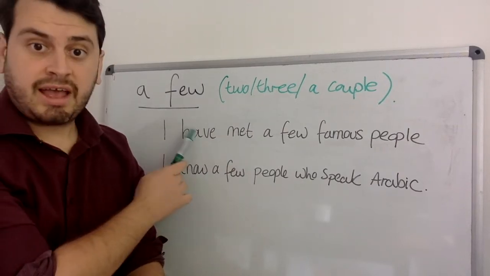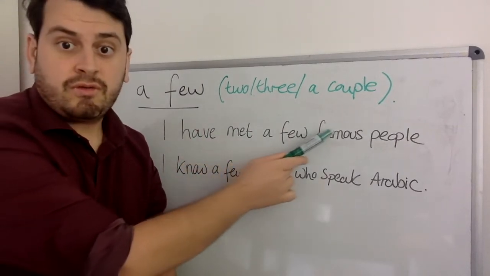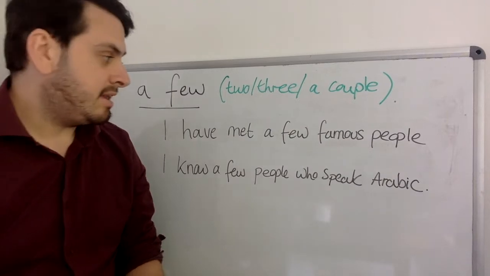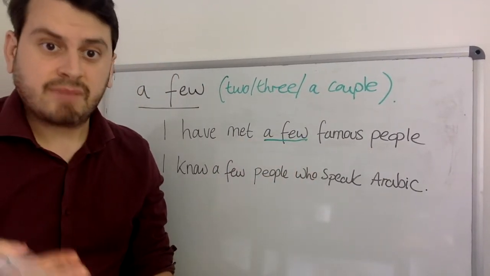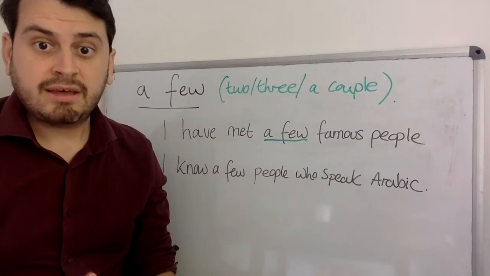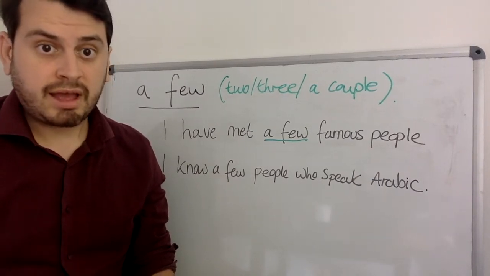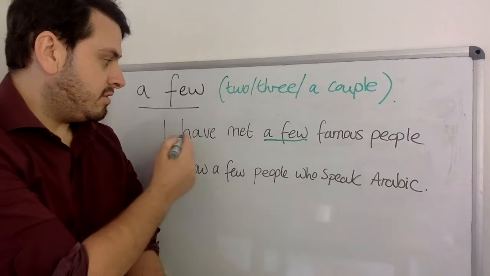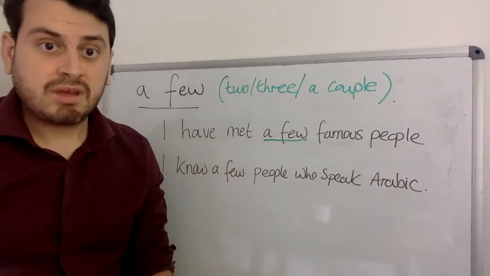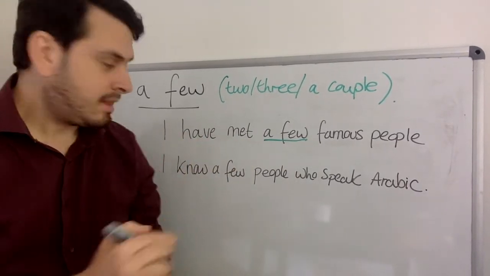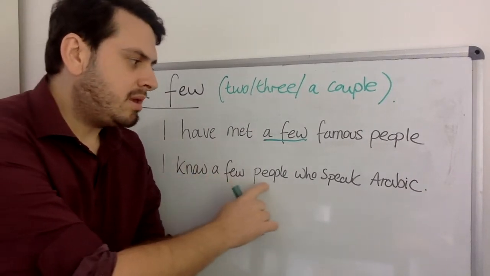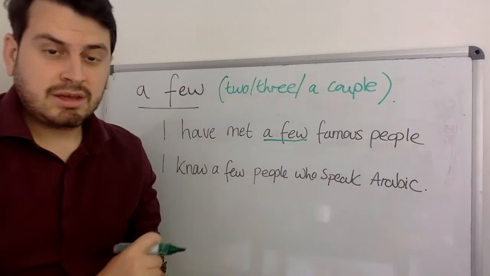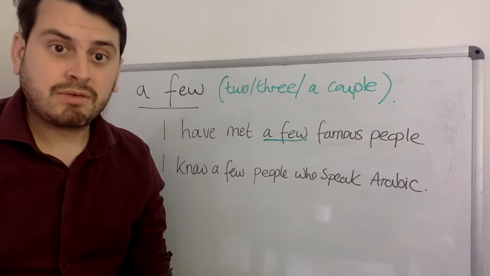The first one says, I have met a few famous people. And here we have the word a few. So this means I have met maybe two or three famous people in my whole life. This uses a present perfect, so that means from the past to now. This one says I know, so this is present simple. I know a few people who speak Arabic. So I only know two or three people who speak Arabic.